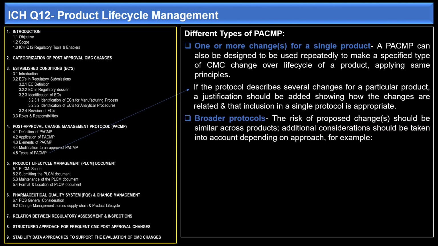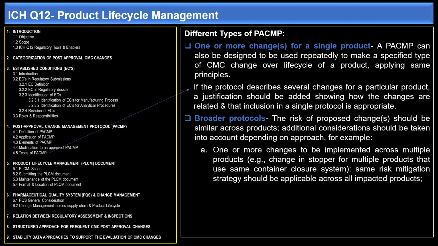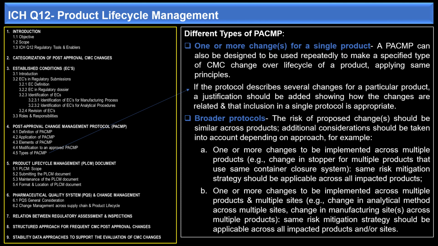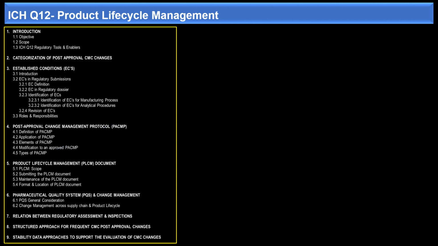The second are the broader protocols. The risk of proposed changes should be similar across products. Additional considerations should be taken into account depending on the approach. For example, one or more changes to be implemented across multiple products. The same mitigation strategy should be applicable across all impacted products, and one or more changes to be implemented across multiple products and multiple sites. So same mitigation strategy should be applicable across all impacted products and or sites.